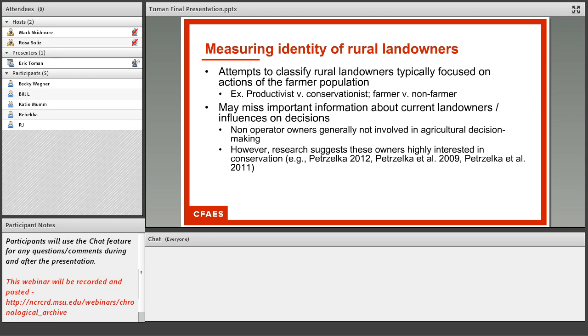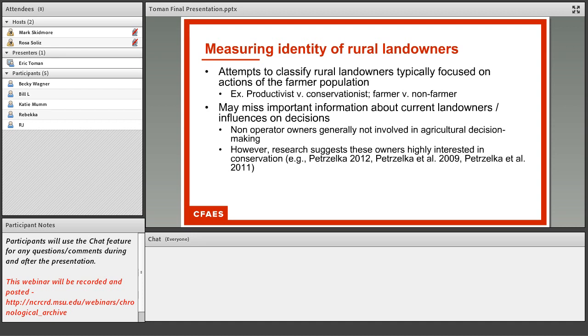In this slide, we're really talking about the different efforts to classify rural landowners. So to think about who's living in these rural landscapes and what that means for how we might engage with them, if our goal is to encourage certain land management practices, or if we want to understand what their information needs might be, how we might identify and classify them in order to engage more effectively with them. Much of the prior work within the agricultural landscapes has really focused on the farmer population themselves. And this may miss important information about the diversity of landowners we're now seeing on the landscape.